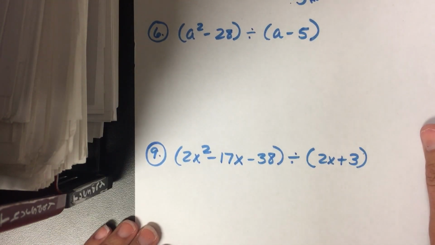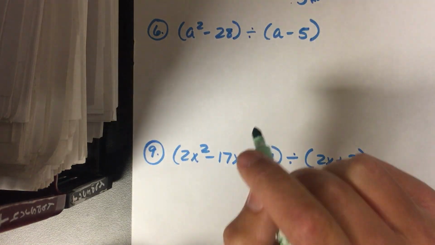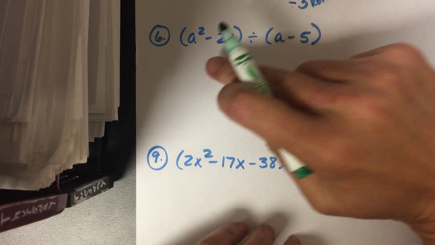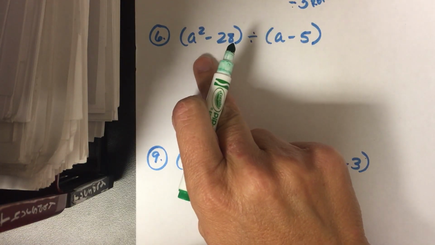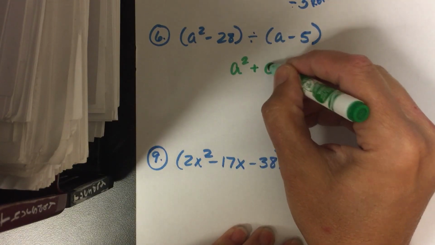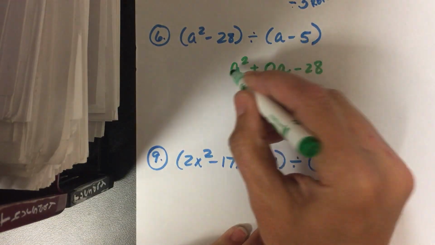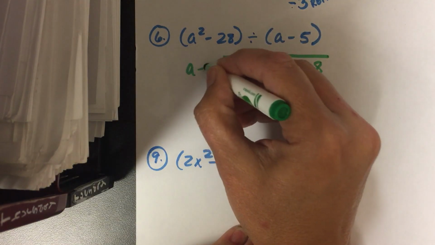So let's do another one. Let's look at number 6. I'm going to rewrite it, but I've got to be careful here. When you do division, you need to have placeholders. I don't have an a term here. If I want to do long division, I have to create a placeholder. So I'm going to have a squared plus 0a, that's my placeholder, minus 28. Same value, I just have a placeholder in there for the a term. Then this is divided by a minus 5.